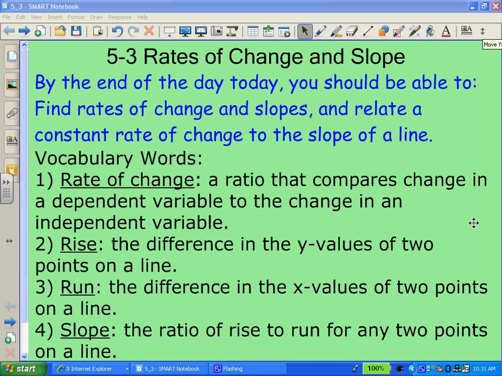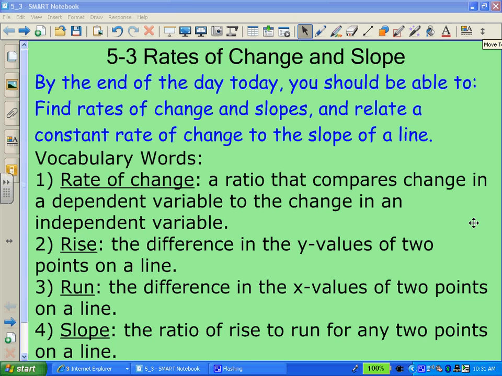Today we're going to talk about 5-3, rates of change and slope. So we're getting into the part where we talked for a long time about how to graph a line using slope. Before we use slope, we kind of need a background of where slope came from. And we're going to start with rates of change.